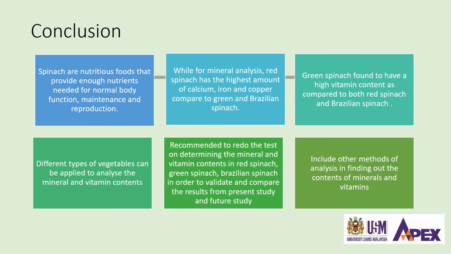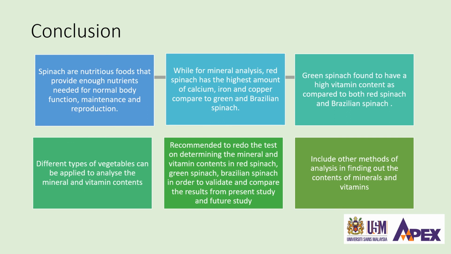From this research, it is concluded that spinach are nutritious foods that provide enough nutrients needed for normal body function, maintenance, and reproduction. For mineral analysis, it was found that red spinach has the highest amount of calcium, iron, and copper compared to green and Brazilian spinach. For vitamin analysis, it was found that green spinach has a higher vitamin content as compared to both red and Brazilian spinach. There are a few recommendations in this study.